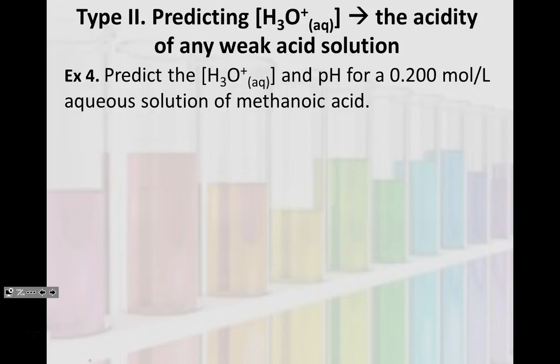And then they tell me the concentration of methanoic acid is 0.200 moles per liter. So methanoic acid is HCOOH aqueous. It would be reacting with water as a liquid. It's a weak acid, so double equilibrium arrows. One of these hydrogens is leaving the acid and attaching onto the water, which is in this case the base because it accepts that proton. And so this would be the HCOO negative aqueous ion and the hydronium ion.